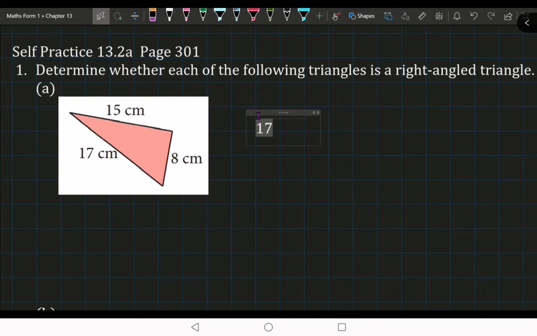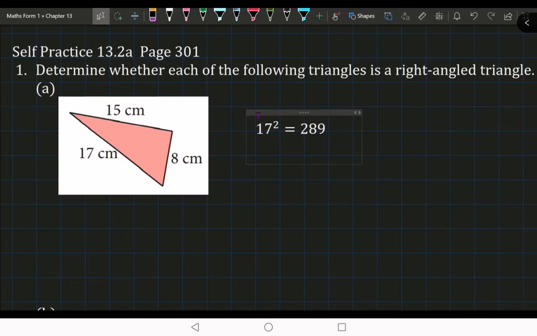We need to find 17 square. You will use a calculator. It is 289. If you're going to use a calculator, you can use it for 17 square. What is the answer? 289. So let us go for another one.